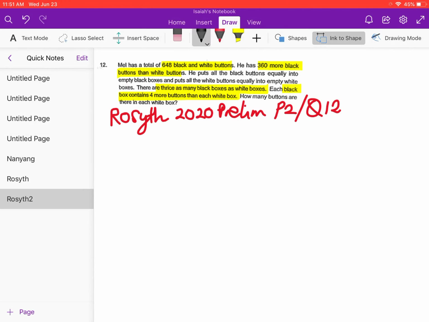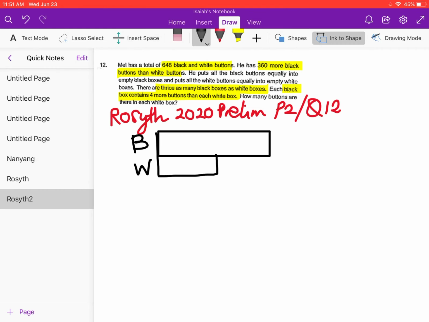If we look at this question, it looks a bit complicated, and the information given doesn't appear to help solve the question. So before that, I will try to put the information into a diagram or a model to help us see how the information is linked. So let me start by drawing a bar. The top bar will represent the number of black buttons and the bottom one will represent white buttons.